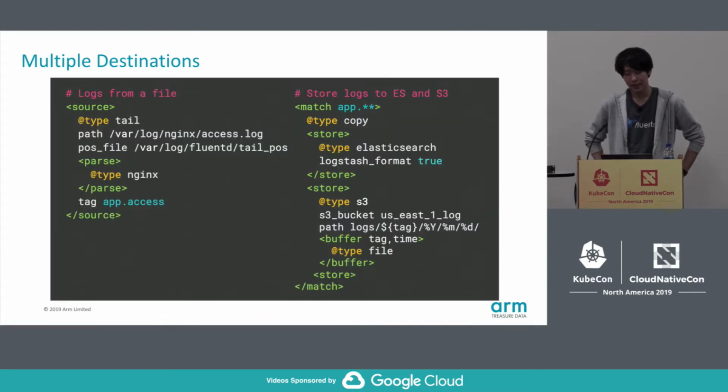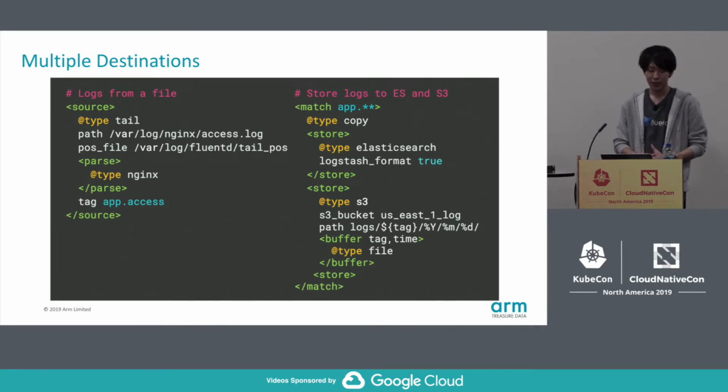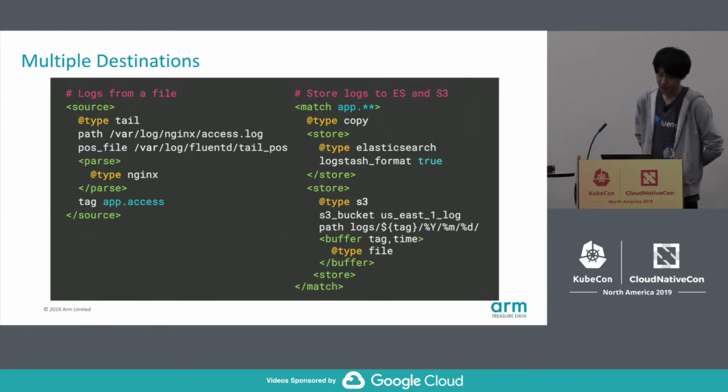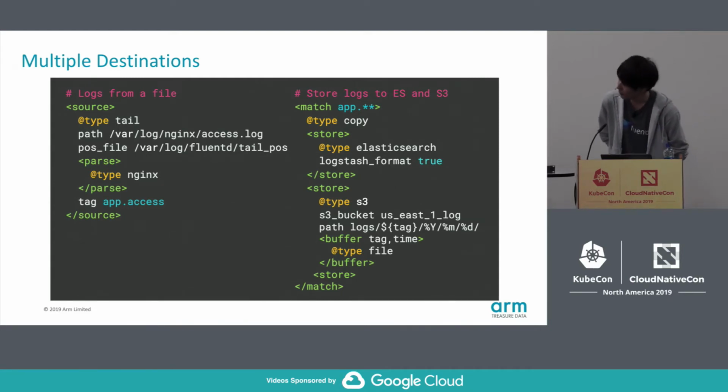The input plugin is the tail plugin, and the output plugin is the copy plugin. The copy plugin copies a single input to multiple destinations. Tailed events whose tag is app.access are routed to the copy output plugin, and the copy plugin copies routed data to the Elasticsearch output plugin and the S3 output plugin. Then the Elasticsearch and S3 output plugins send data to their destinations. If you want to add more destinations, you can do it by adding a store section inside the match section of the copy output plugin.